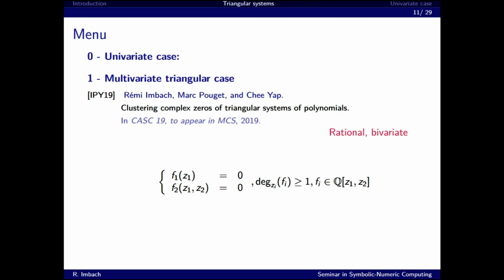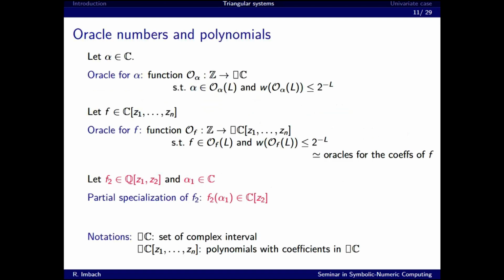To simplify, I will consider only the bivariate case, and I will suppose that the polynomials of the system of equations have rational coefficients. So the first equation, the polynomial is f1, it involves z1. The second one is f2, it involves z1, z2. And let me introduce a new definition.